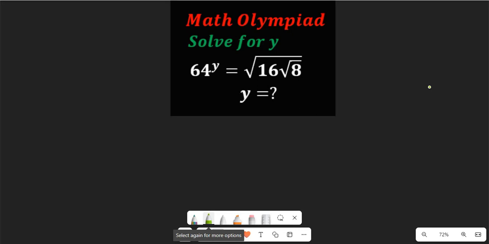Hello, let's solve this Maths Olympiad exam question for the value of y. We are given 64 to the power of y equal to the square root of 16 and the square root of 8. We are asked to find the value of y.